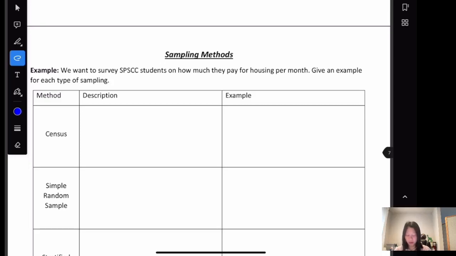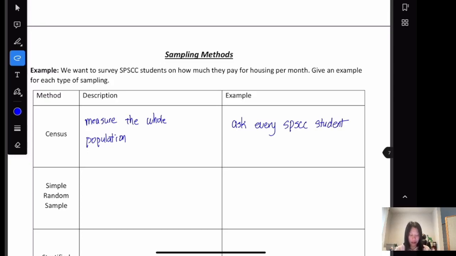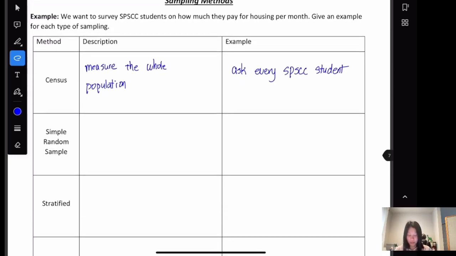So the first one, the census. Census means you want to measure or survey the whole population. For example, in this case, you want to ask every SPSCC student and see how much they pay for housing per month. Another one, the second method, is called simple random sample.